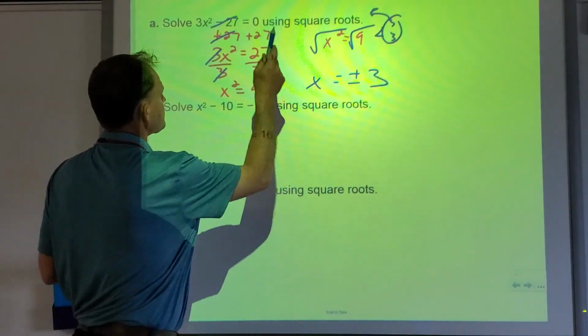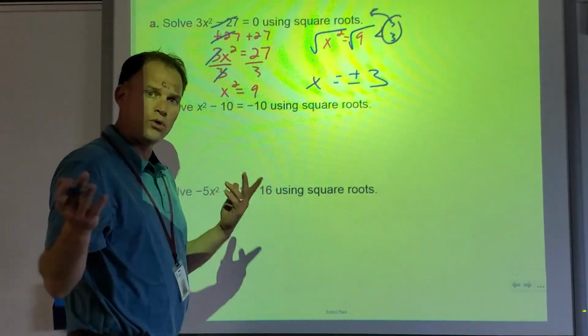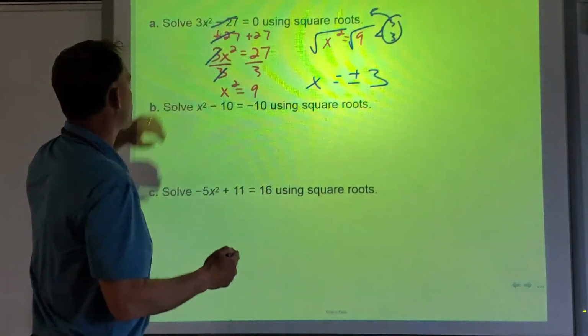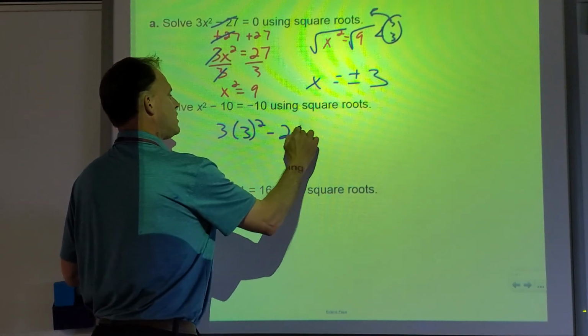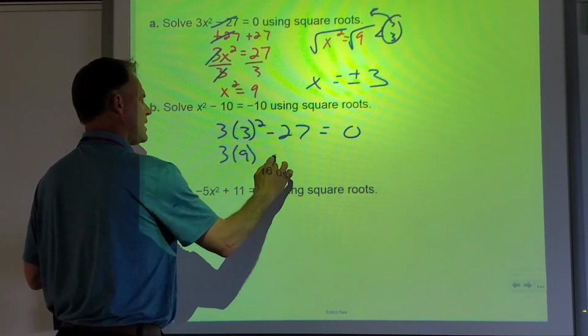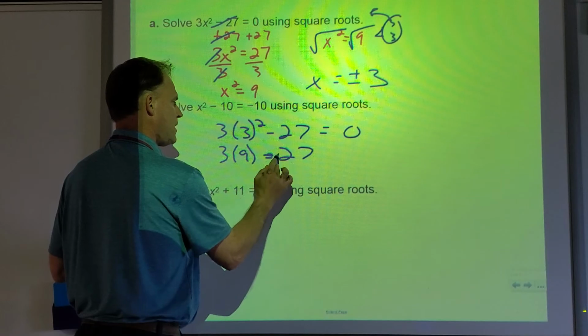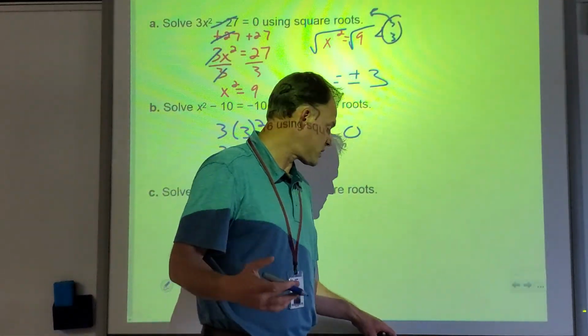Well, if I come back here, if I substitute 3 into this problem, you know you can check your work. So I plug 3 in. 3 times 3 squared minus 27. Does that equal 0? Sure. 3 squared, 3 times 9. Minus 27, 27 minus 27. That works out. 27 minus 27 is 0.